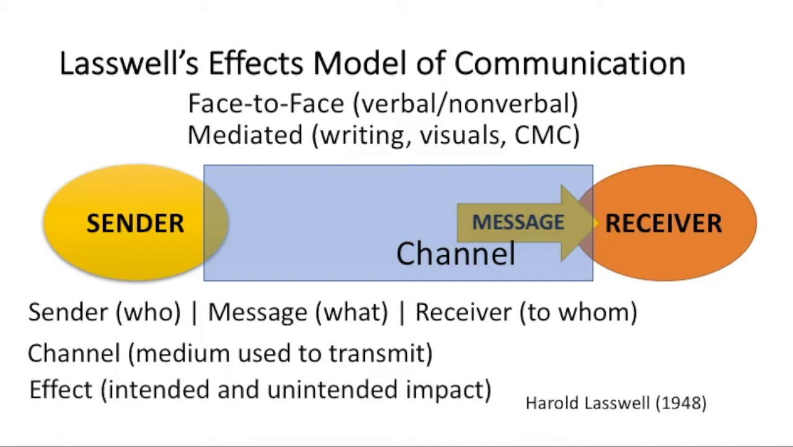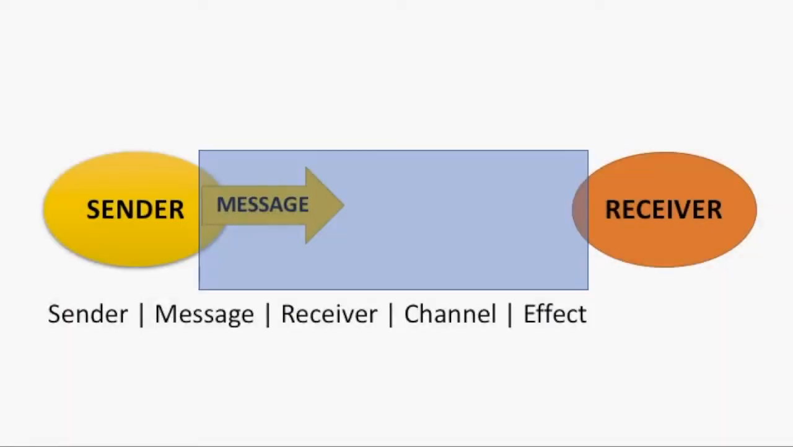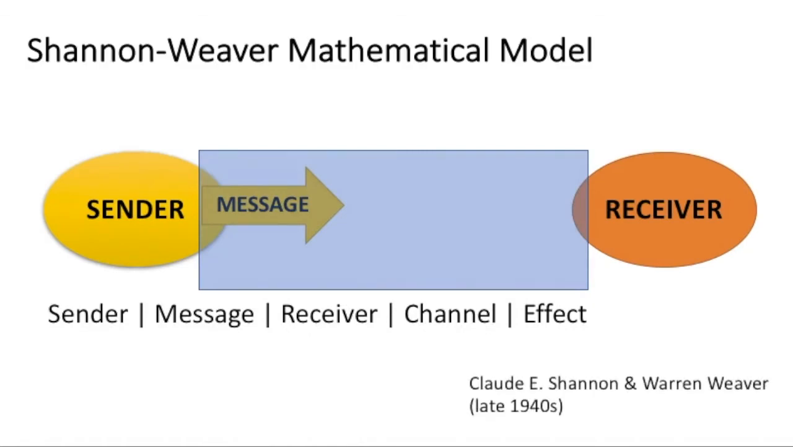Lasswell also suggests that messages have multiple intended and unintended effects on receivers. This suggests that the sender doesn't have complete control over the impact of their message. The Shannon-Weaver model was developed around the same time as Lasswell's. This model is based on developments in communications technology during this period.